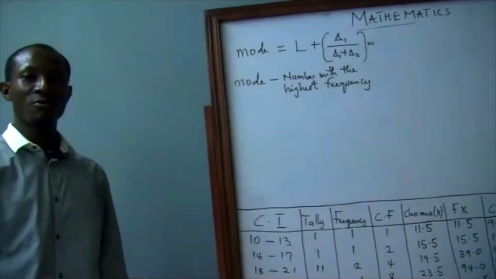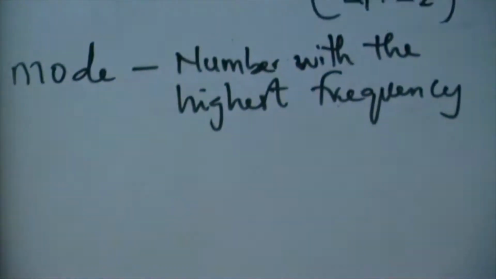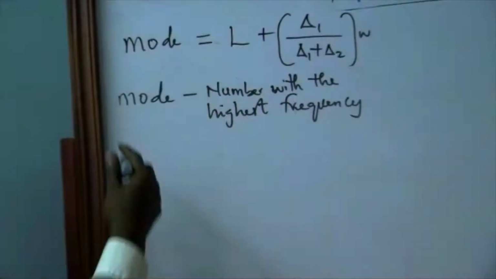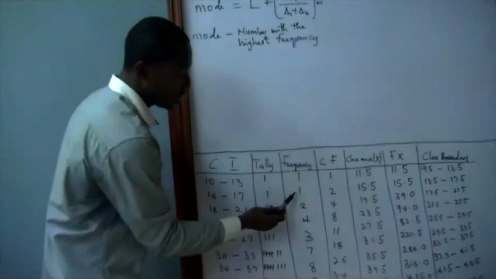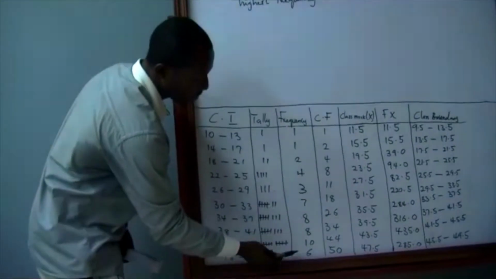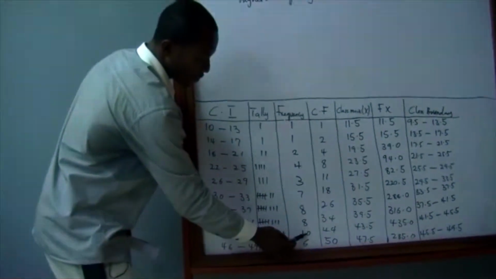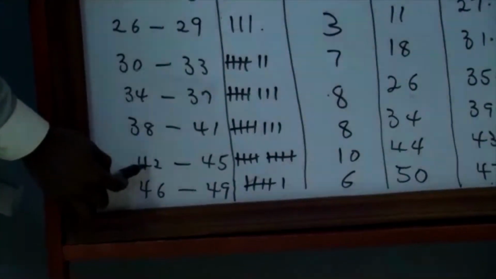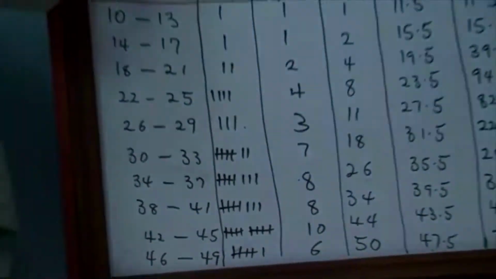We need to locate the class before we can proceed. That's the first thing. Which class does the mode lie in? Which one has the highest frequency? 1, 2, this. We realize that 10 is the highest frequency there. So, trace it back to the class. The modal class is 42 to 45.